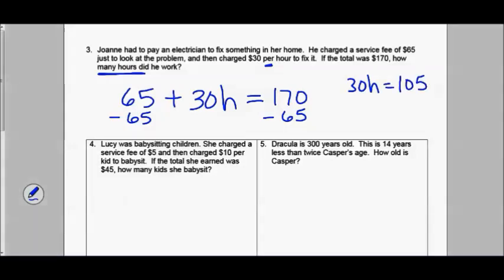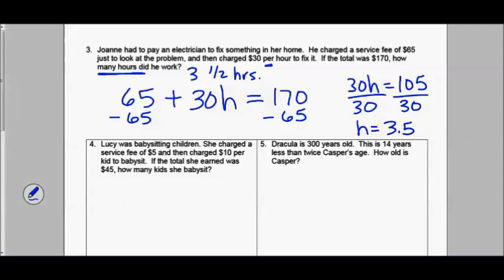Then we need to get rid of our coefficient of 30. So we're going to divide both sides by 30 since it's being multiplied times H. When we divide by 30 on both sides, we get H is equal to 3.5. So the electrician worked for 3.5 hours.